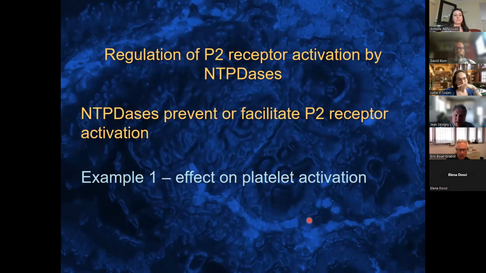So now I'd like to come to the core of the presentation, which is to show the biological function of these enzymes, to show biological real data on how NTPDases can regulate P2 receptor activation. So obviously NTPDases can prevent P2 receptor activation, but they can also facilitate P2 receptor activation as well. So the first example is on platelet activation.